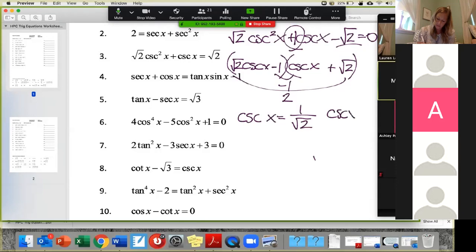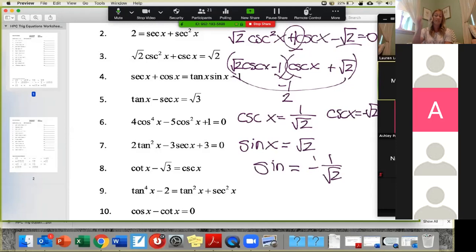and cosecant equals -root 2. I would flip those into sines. Sine equals root 2, and sine equals -1 over root 2. First issue, do you see either of those for sines? No. Okay, root 2 is larger than 1, so we get rid of that one.